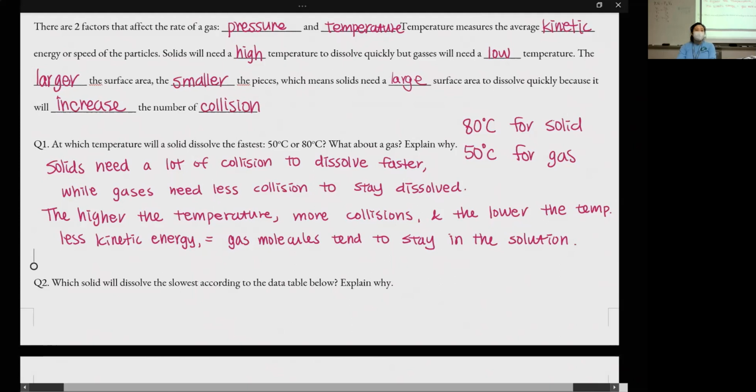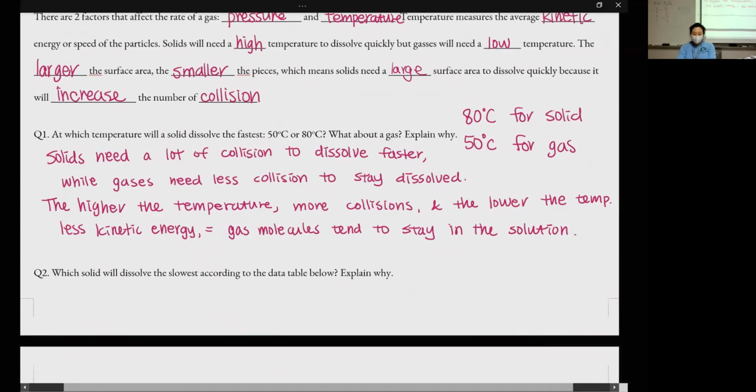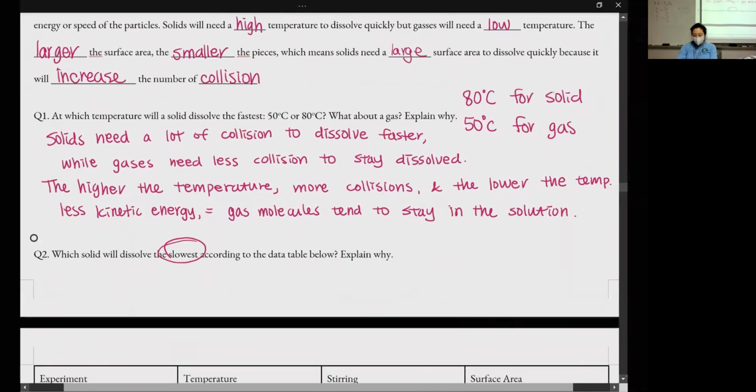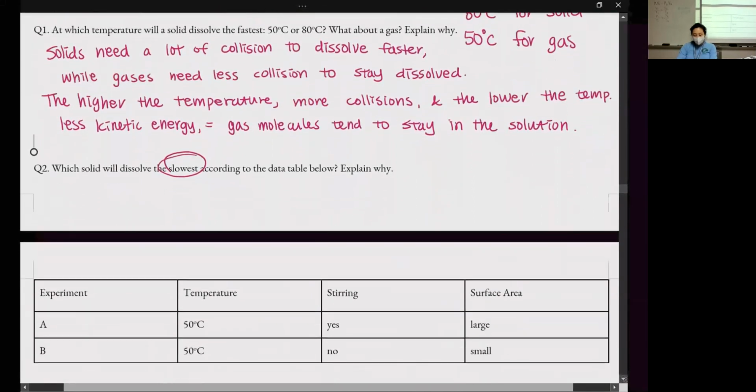That means near 0 degrees Celsius would be perfect for the gas. All right, question 2 says, which solid will dissolve the slowest according to the data table below, and explain why. So we have to pay attention to whether it's going to ask you about the slowest or the fastest.